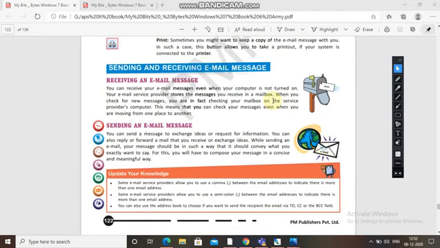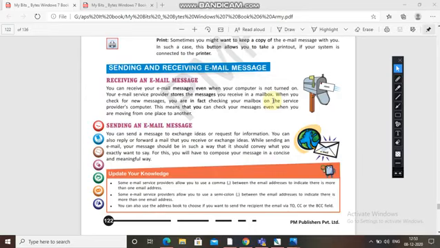If you are sending a message to exchange ideas and request information, you can also reply to or forward a mail that you receive. While sending an email message, your message should convey exactly what you want to say. Remember this.